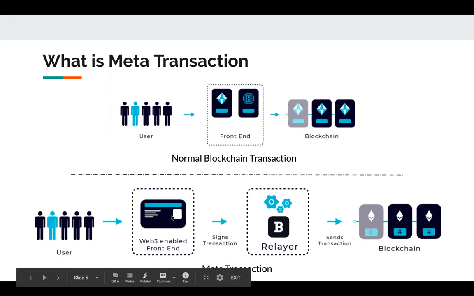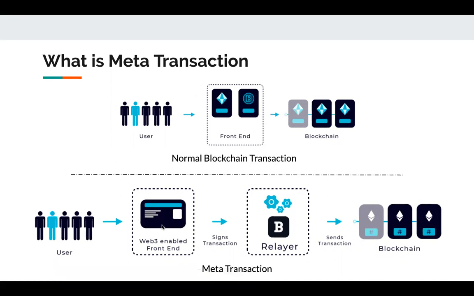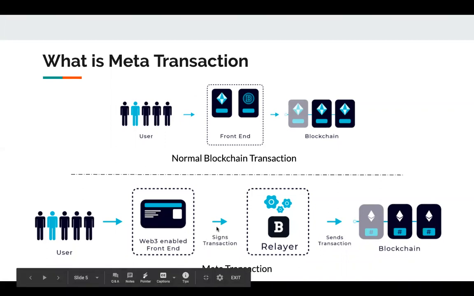So the flow looks like this. User interacts with the front end. He initiates a transaction just how he was doing in a normal blockchain transaction flow, but actually the transaction will not go to the blockchain. It will go to the relayer, and the transaction parameter, that transaction data, will be signed by the user's private key, which the user doesn't need to know about. And all of this is being handled by this front end.